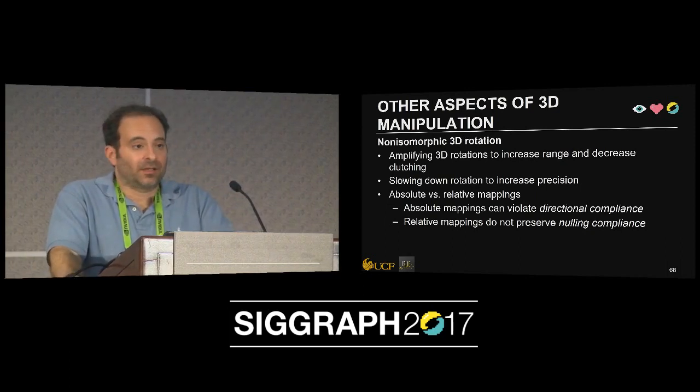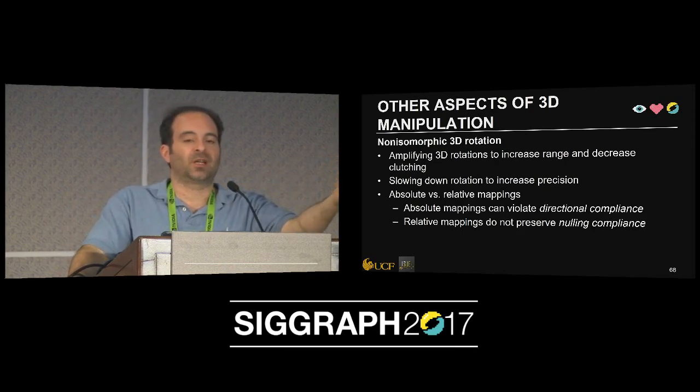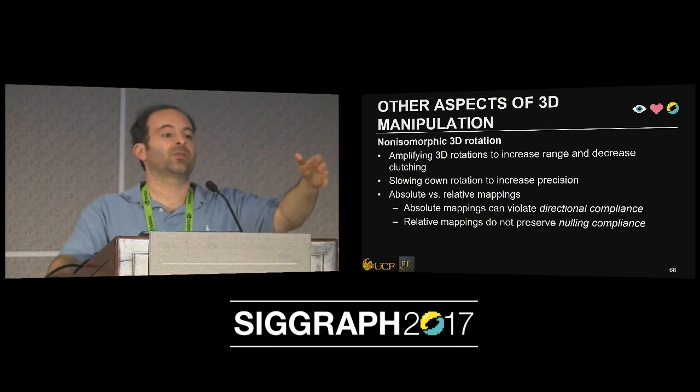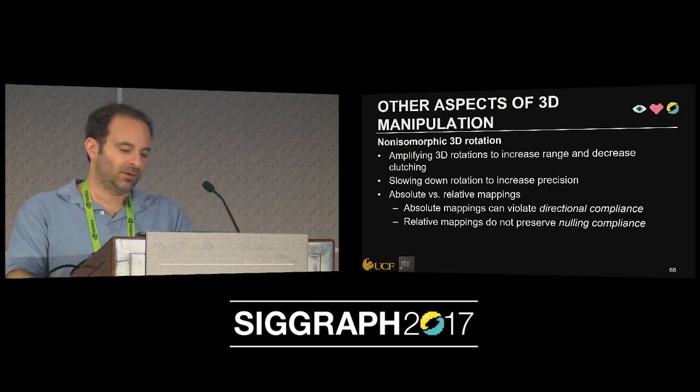You can also go the other way, where maybe rotating my hand 180 degrees means I'm only rotating the virtual object 90 degrees or 45 degrees for that higher level precision rotation.